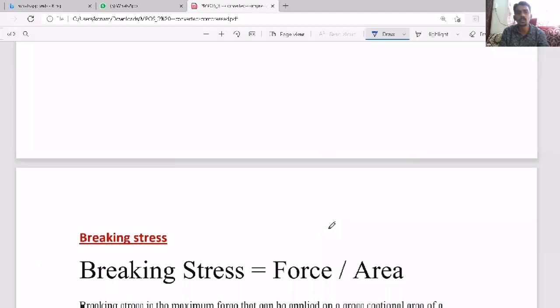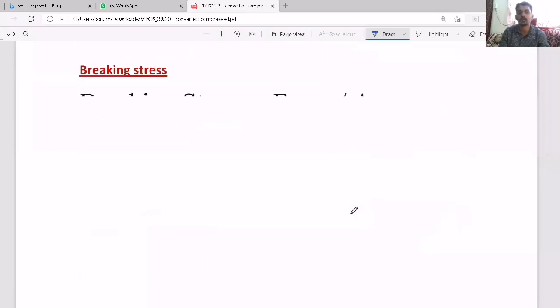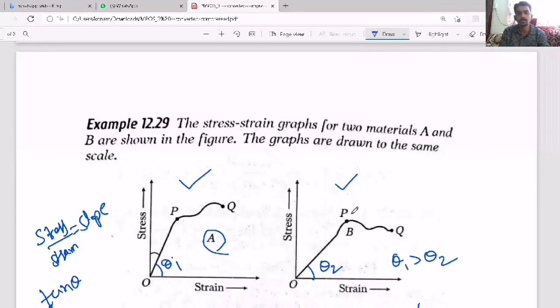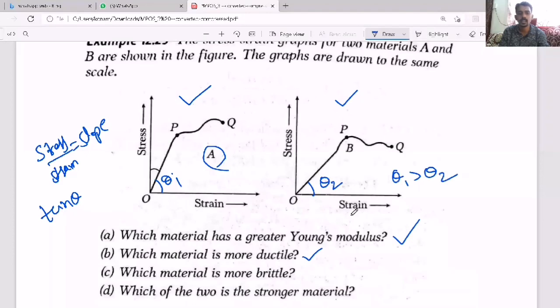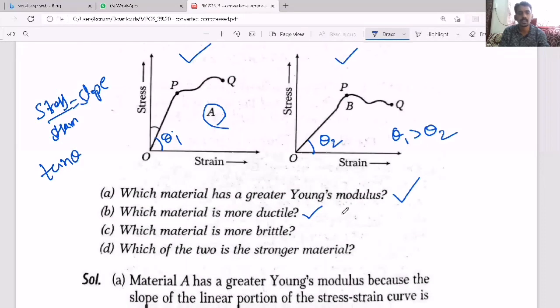See here, we have just before defined what is ductile and brittle. Ductile means a huge gap, brittle means a small gap. Now, if you compare the same thing here, who has less gap, who has more gap? If you consider material A, the gap is comparatively a little bit more. But for B, comparatively a little bit less. That's why it is brittle.